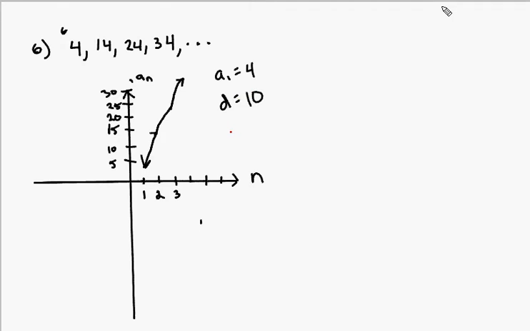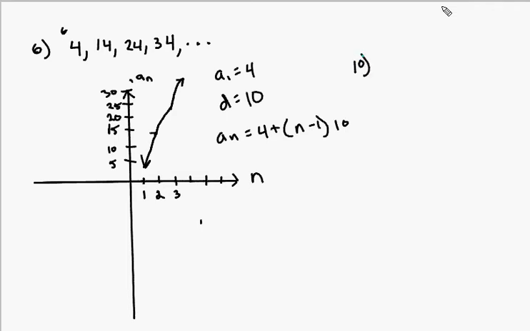So if I had to write a formula, a recursive definition for this particular sequence, it would be a sub n is equal to 4 plus n minus 1 times the common difference. So in this case, it's 10. Alright, so that's 6. And then the next problem we had to do was number 10. So on number 10, just put that right over here.